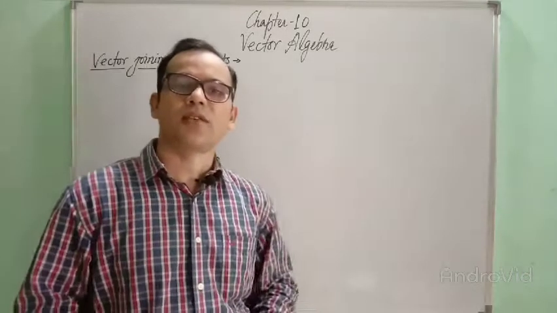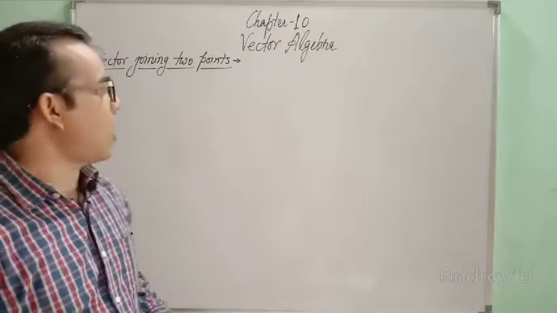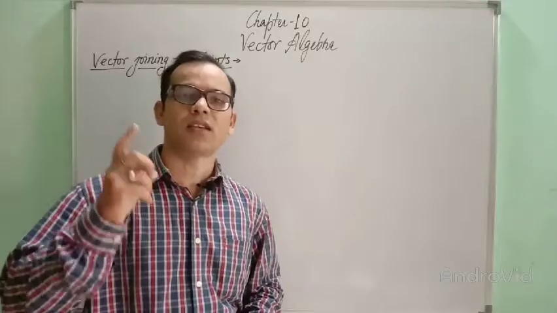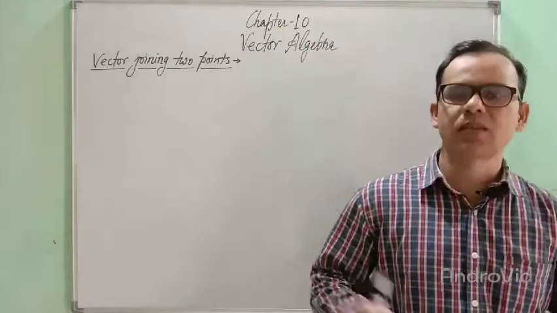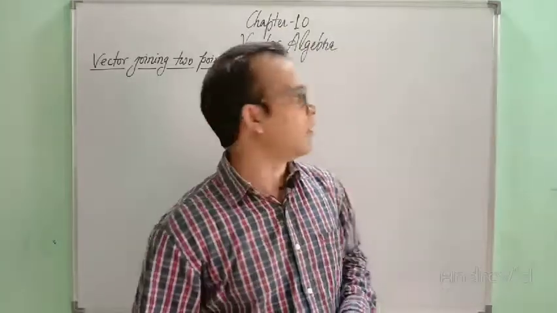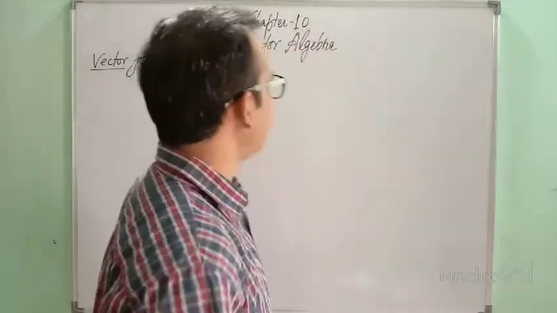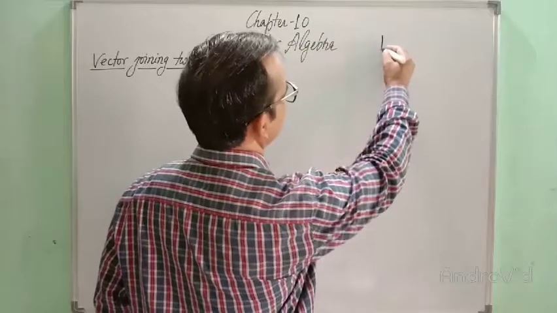Hello students, today I am going to discuss how to get the vector that joins the 2 points that are in the space. So for this purpose, let's consider a three-dimensional right-handed rectangular coordinate system.